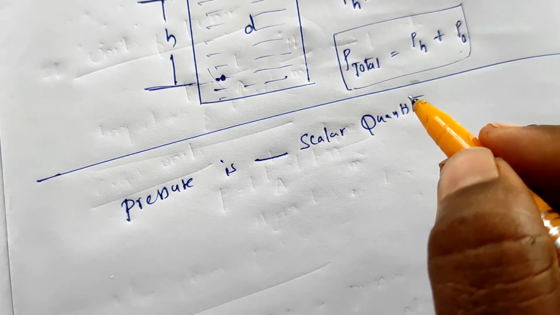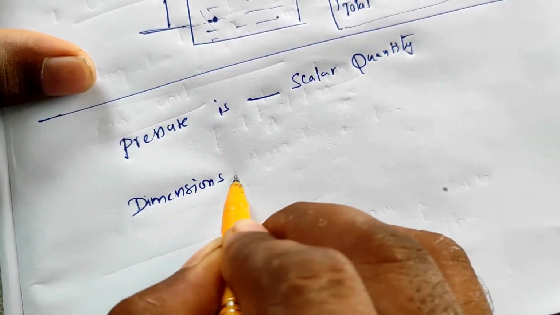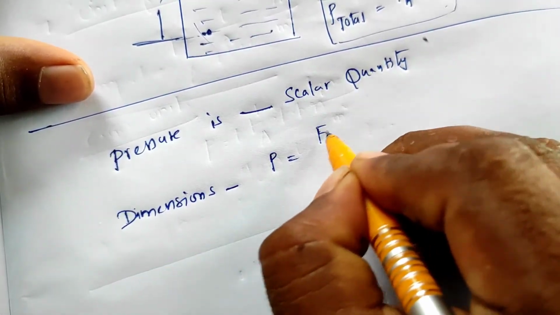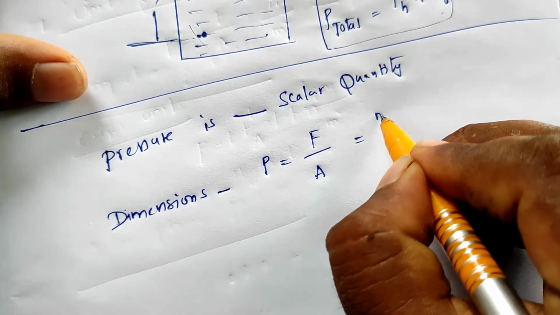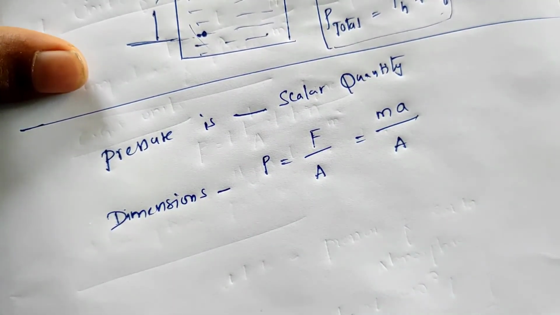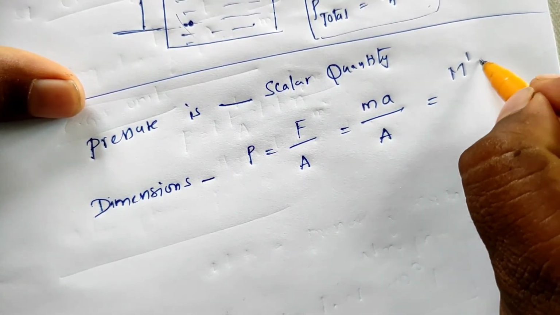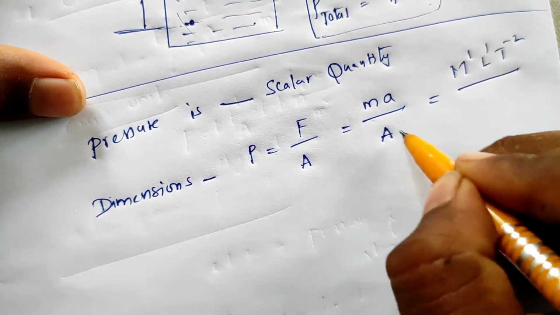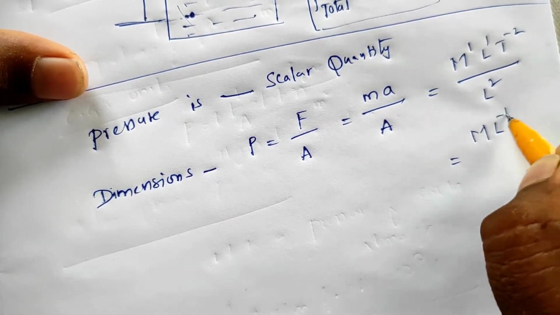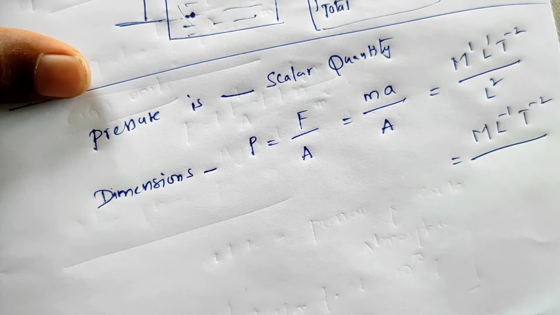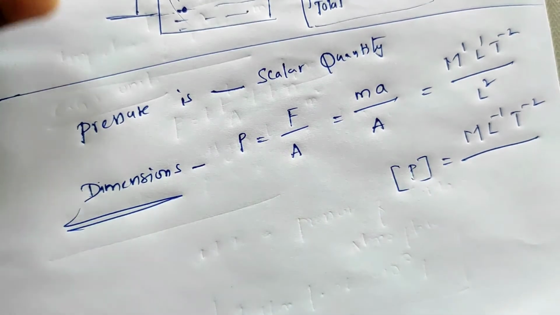Okay. So what about the dimensions of pressure? Very simple. Pressure is defined as force per unit area, right? So what are the force dimensions? If you don't know, then write mass times acceleration, divided by area, no issues. What are the mass dimensions? M to the power 1. What are the acceleration dimensions? L to the power 1, t to the power minus 2, divided by the area dimensions, L to the power 2. So it comes as M L to the power minus 1 t to the power minus 2, the dimensions of pressure. Okay, so this is it, the dimensions of pressure.